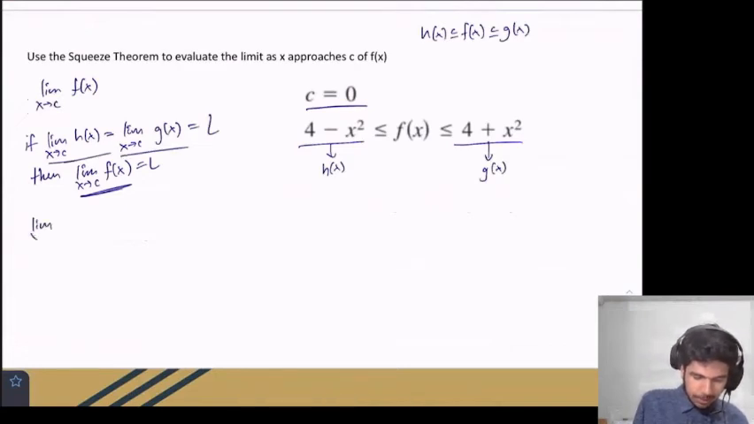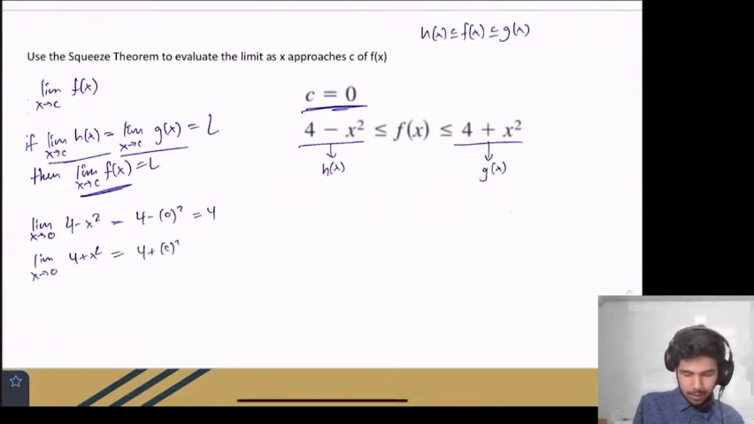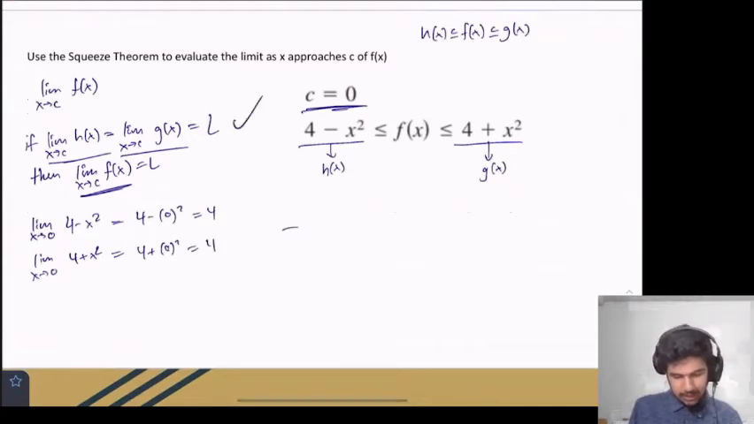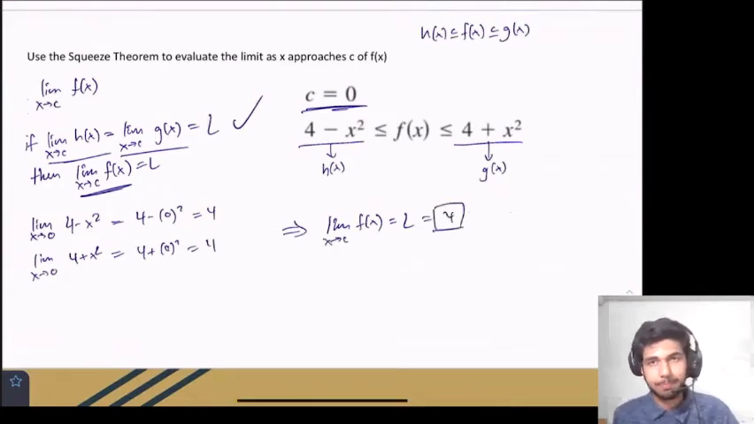So the limit as x approaches c, and c is 0, of h of x, which is 4 minus x squared, well, we can do direct substitution, and we have 4 minus 0 squared, and that's just equal to 4. So that's pretty good. And now we'll try g of x, the limit as x approaches 0 of 4 plus x squared. Similar thing here. That gives us 4. So this is true. So that tells us that the limit as x approaches c of f of x equals L, which is equal to 4. So that's using the squeeze theorem.